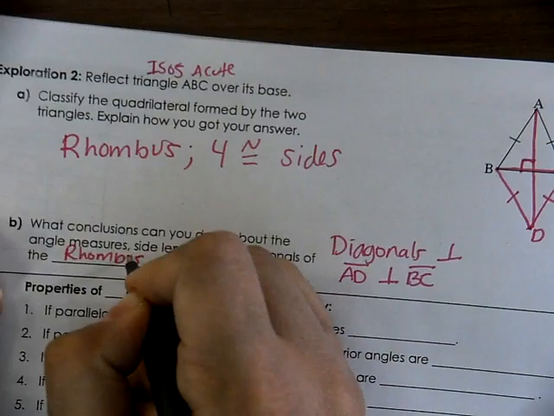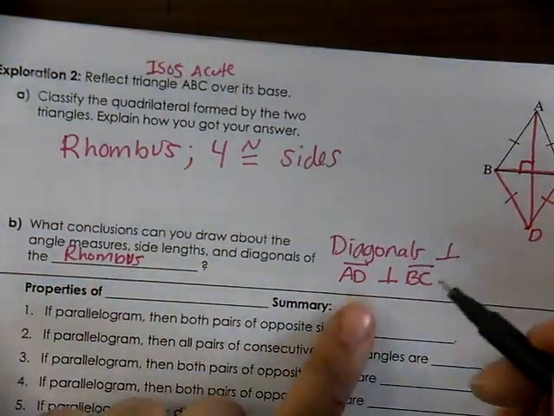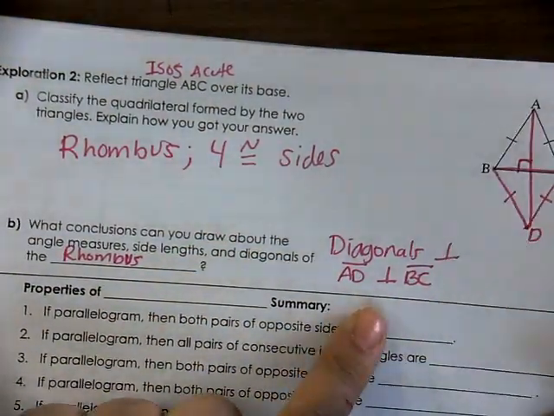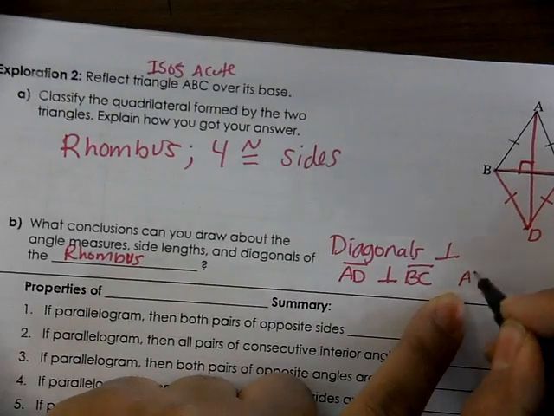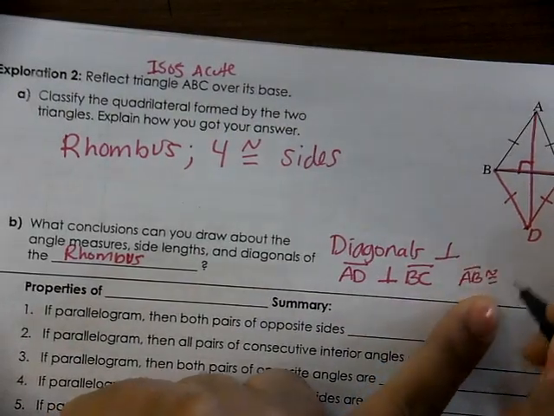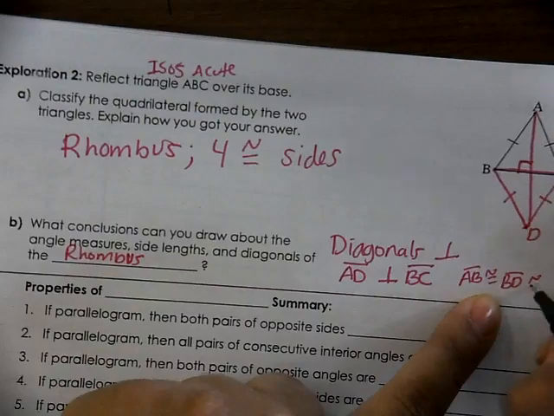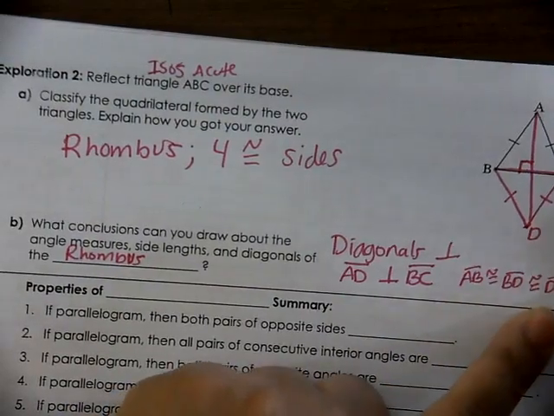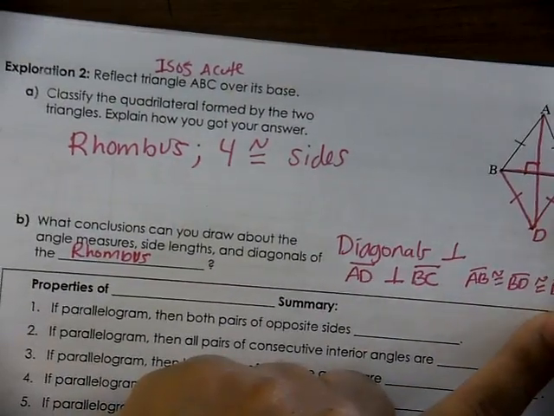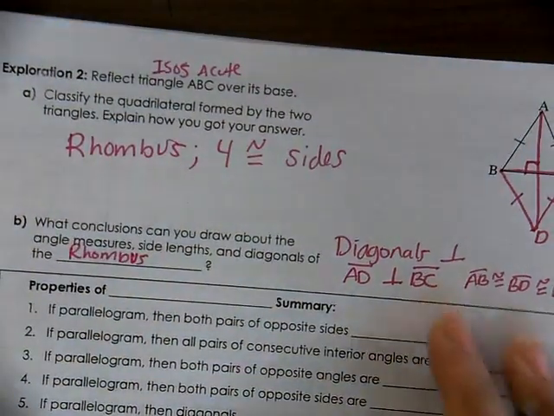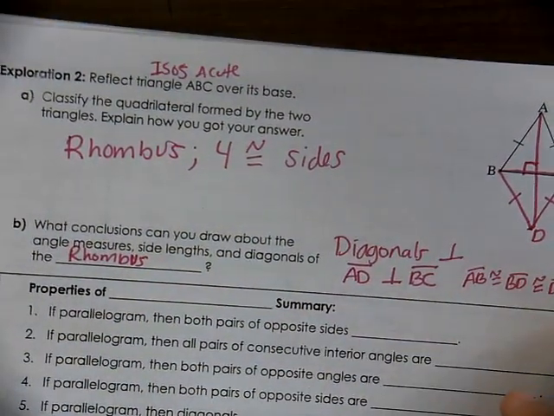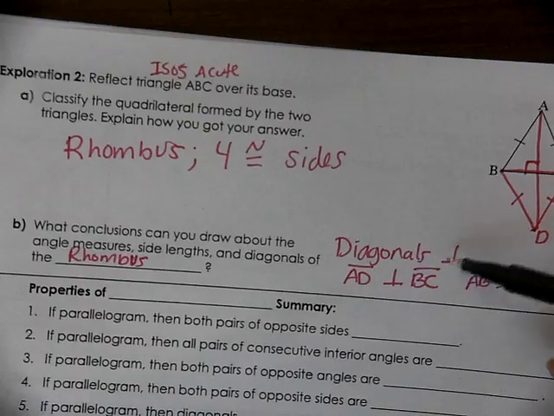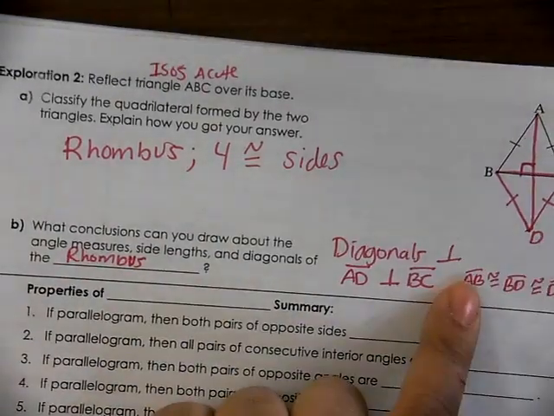So we are trying to see what else we can conclude. We already had the 4 congruent sides, if you want to write down what those sides are. So AB is congruent to BD, is congruent to DC, and it's congruent to AC. You can put those in any order you'd like, but those are all 4 of them. So we have diagonals that are perpendicular. We obviously have the 4 congruent sides.